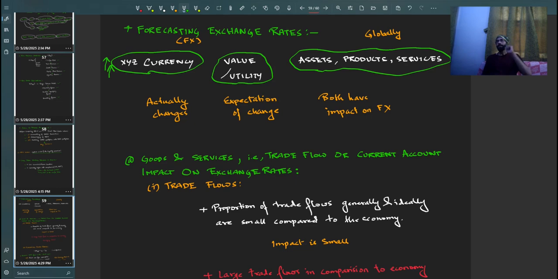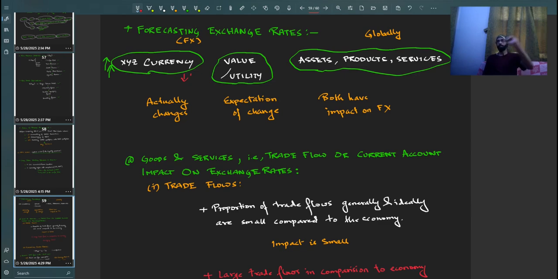Now let's say we consider a different situation. Let's say the value and the assets, products, services are constant. The amount of assets, products and services denominated in XYZ currency is constant. The value or utility they are offering is constant. The money supply goes up. Then what will happen? Then friends, generally speaking, the value of XYZ currency should move down. It's a very simple equation in those ways, right?